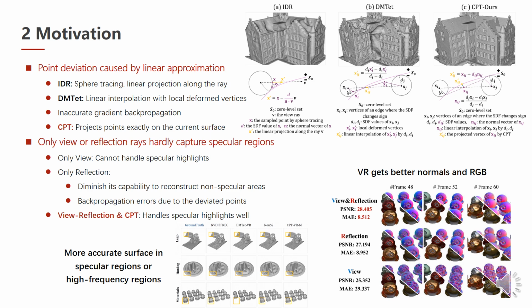In the appearance modeling process, existing methods such as IDR and NeuS2 rely only on the view ray to capture the appearance, which cannot handle specular highlights well. Directly incorporating the reflection vector into existing surface rendering methods will lead to backpropagation errors, because the reflection vector calculated based on the deviated points is inaccurate. In contrast, benefiting from our accurate point sampling on the surface based on CPT, incorporating view reflection vectors in our framework can facilitate the appearance modeling of specular regions.